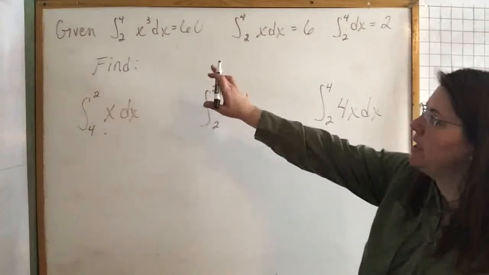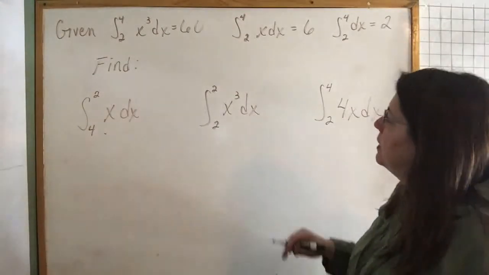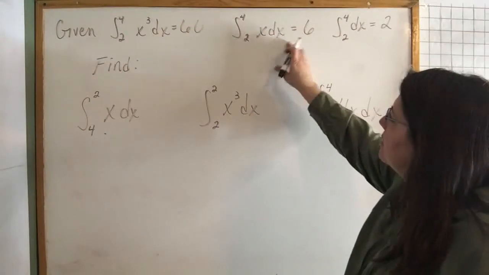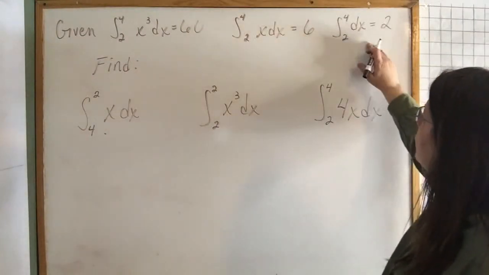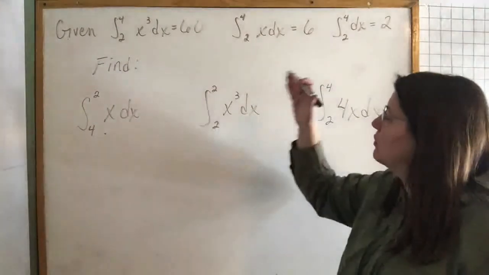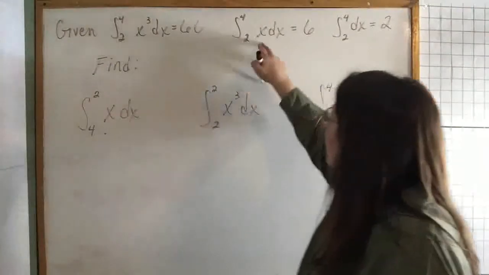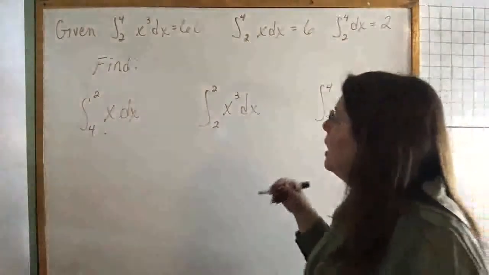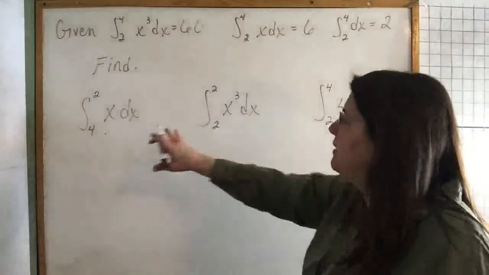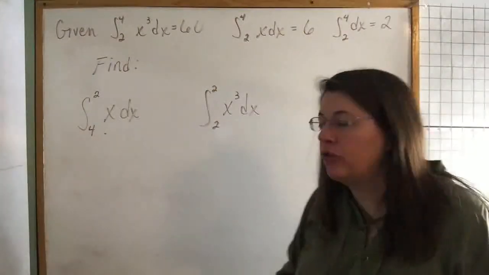Here they say given, the integral from 2 to 4 of x cubed dx is 60. The integral from 2 to 4 of x dx is 6. And the integral from 2 to 4 of dx equals 2. Now when I look at these, I notice that all of these integrals go from 2 to 4. And one of them gives me x cubed, the other x, and the other dx. So I'm going to manipulate what they give me to try to force them to look like one of those so that I can solve it.